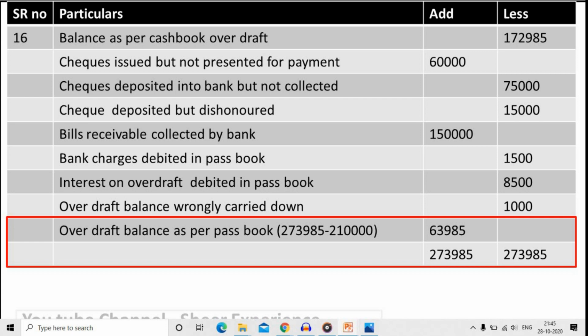To arrive at the passbook overdraft balance, we now deduct the lesser amount from higher amount. That is 2,73,985 minus 2,10,000, which comes to 63,985. This is our overdraft balance as per passbook. This is how we prepare bank reconciliation statement with overdraft cash book balance.